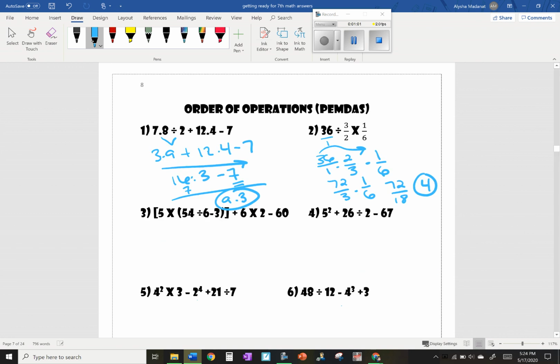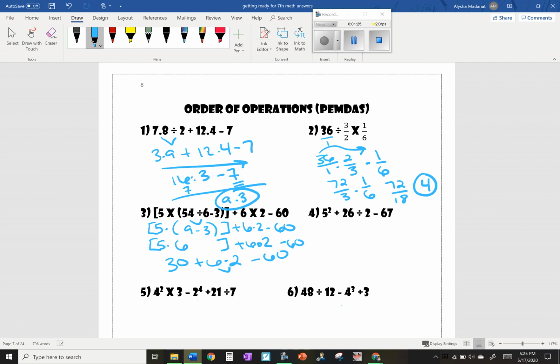Number 3, you've got brackets, so focus on that first. You've got 5 times. You would do your division first, bring everything down, keep finishing your brackets. So 5 times 6, bring everything down. And then in your brackets, you have 30 plus 6 times 2 minus 60.